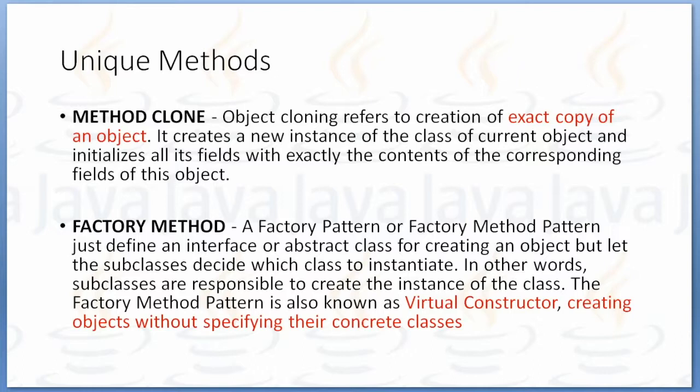Factory method. A factory pattern or factory method pattern defines an interface or abstract class for creating an object, but lets the subclasses decide which class to instantiate. In other words, subclasses are responsible for creating the instance of the class. The factory method pattern is known as a virtual constructor, creating objects without specifying their concrete classes.